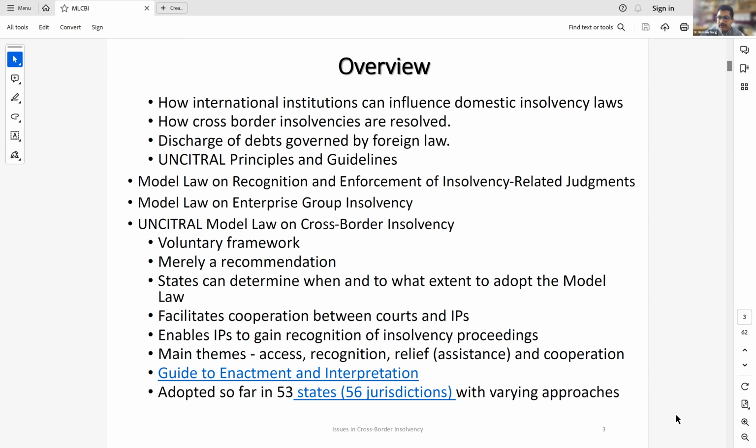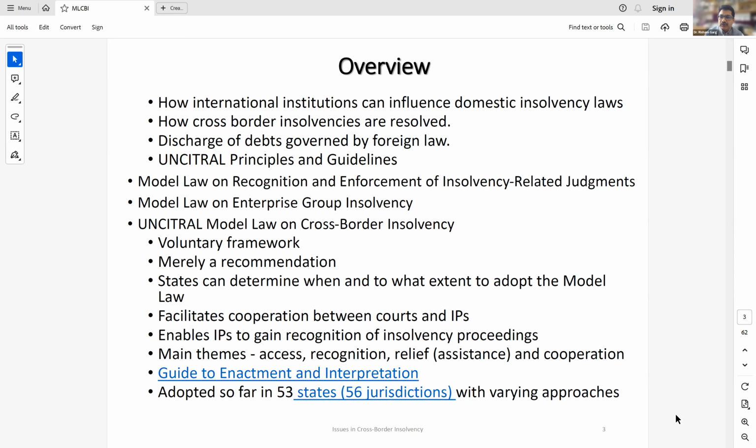So, trying to understand the overview and how international institutions can influence domestic insolvency law, how cross-border insolvencies may be resolved, the discharge of debts governed by the foreign law, what are the ancestral principles and guidelines. And apart from that, now we have the model law on recognition and enforcement of insolvency related judgments, and also the model law on enterprise group insolvency.